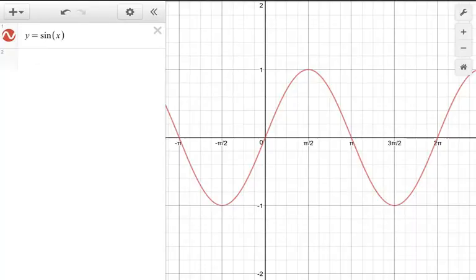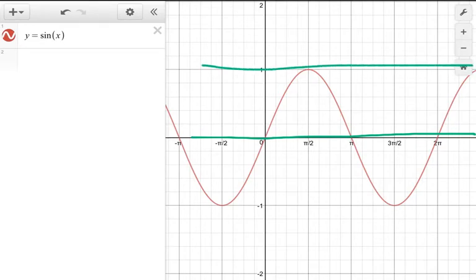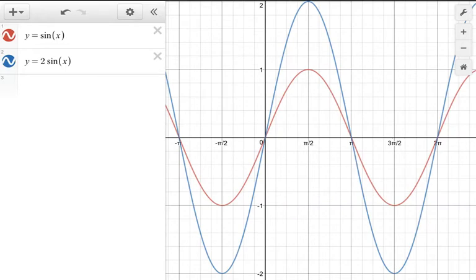We've got this graph of y equals sine of x. Notice that the midline is on the x-axis, that the maximum output is y equals 1, and the minimum output is y equals negative 1. So we're going to keep track of those horizontal lines as we go through. When I add a curve in here, as I go from the red curve to the blue curve, all I've done is multiply the function by 2. So that's changing my vertical stretch factor.